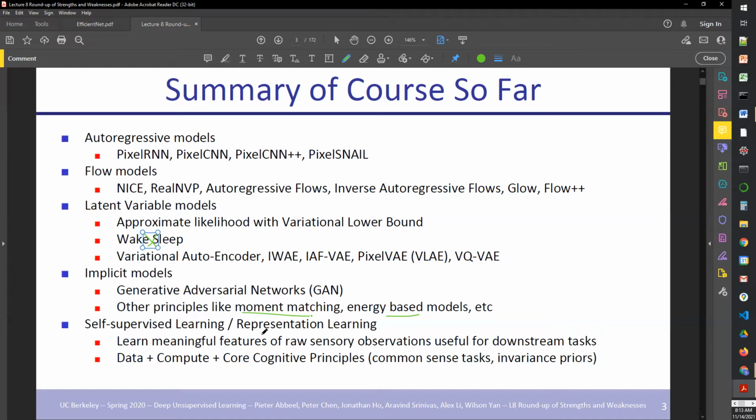And then the last lecture was on self-supervised learning, which helps us learn representations from raw sensory observations. And we saw the different techniques. Underlying it is how do we deal with data, combine it with compute, and then if you go from core cognitive principle, especially invariance of the priors, what kind of common sense task, the jigsaw solving, the rotations, and then the advanced things like CPC version 2, MOCO, and SimCLR that we discussed. So that's the summary of the course, if you will, in one slide so far, although each of these took us many hours to get through.